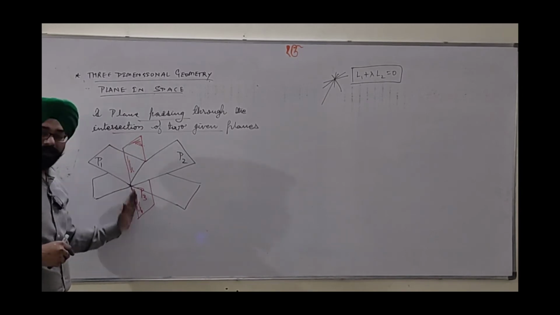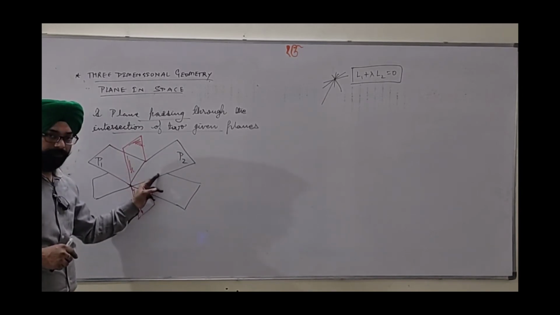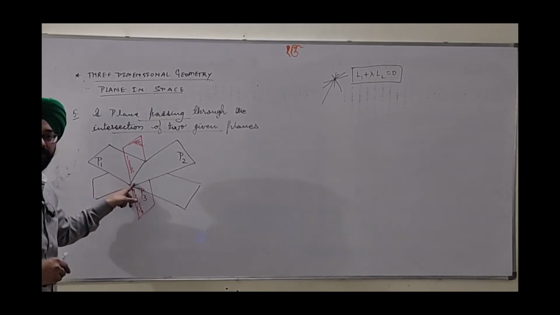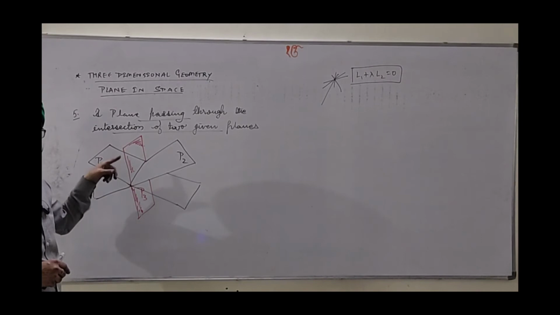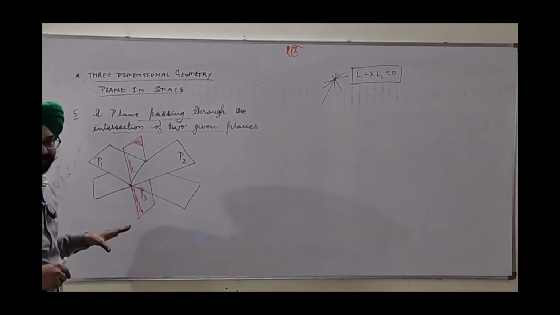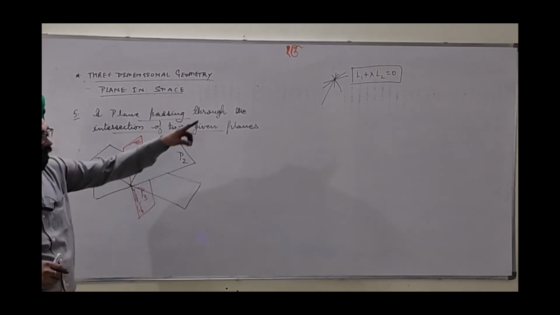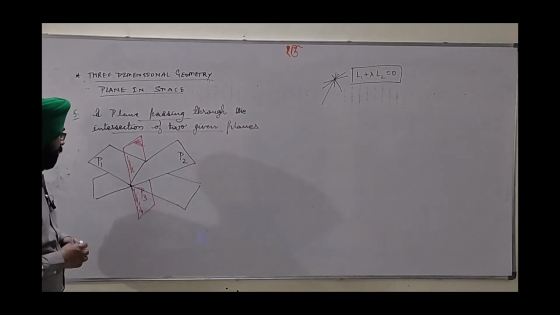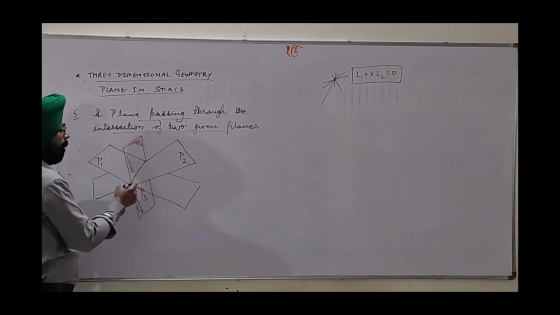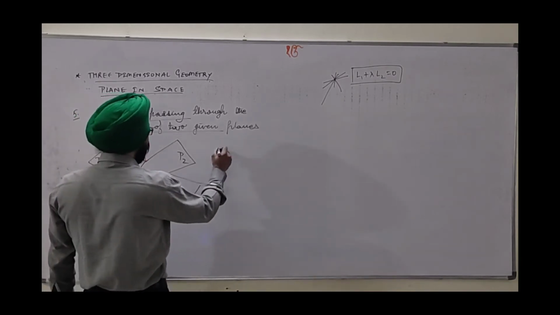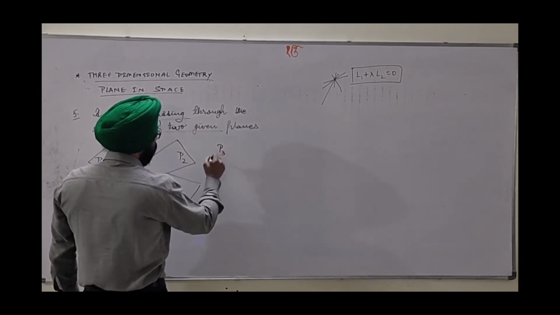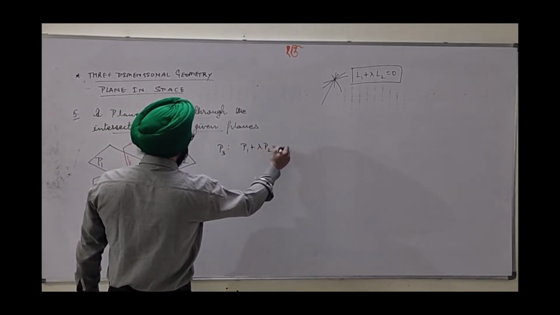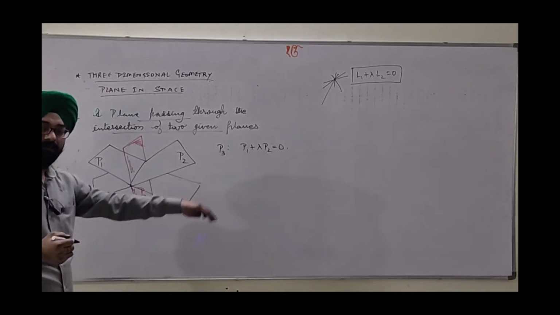Means whichever plane is passing through the intersection of P1, P2, infinite planes can pass, obviously. So this line of intersection will be common in all of those. This will lie in all those planes. So utilizing the same concept of family of lines, what can we do here? The required plane P3 can be obtained as P1 plus lambda P2 equal to 0. This is just for writing.